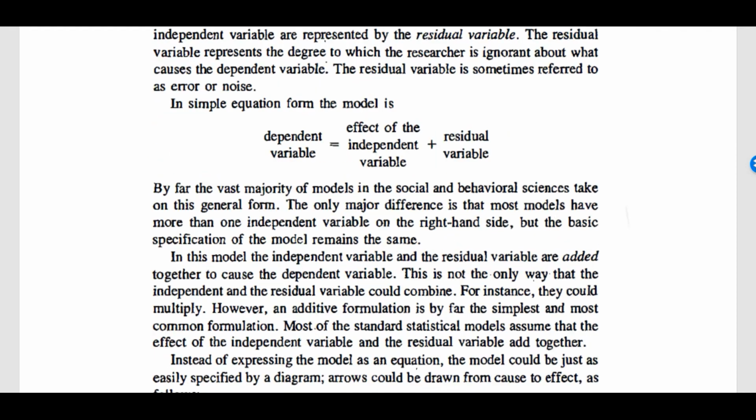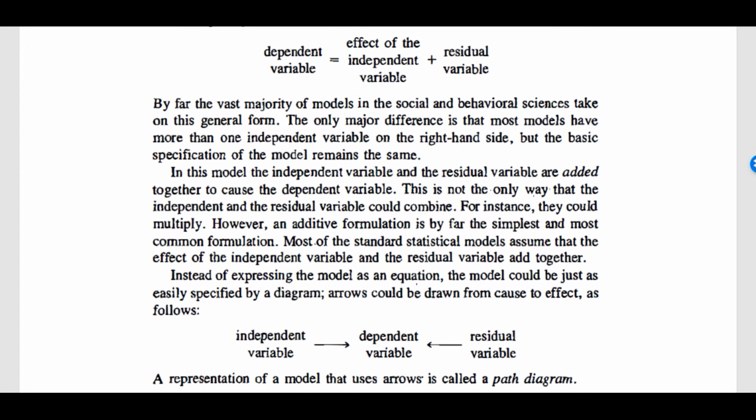Now, by far, the vast majority of models in the social and behavioral sciences take on this general form. The only major difference is that most models have more than one independent variable on that right-hand side, but the basic specification of the model remains the same. In this model, the independent variable and the residual variable are added together to cause the dependent variable.